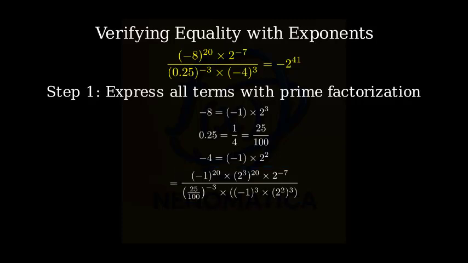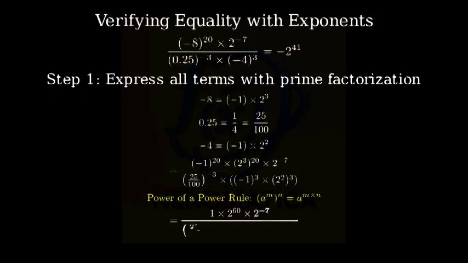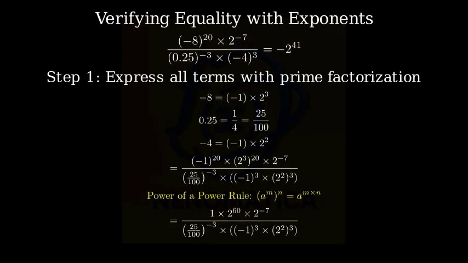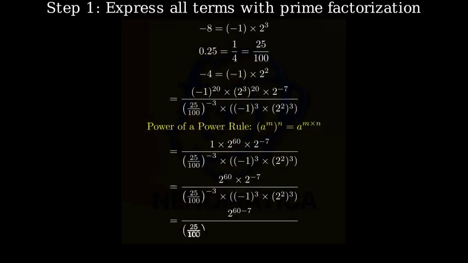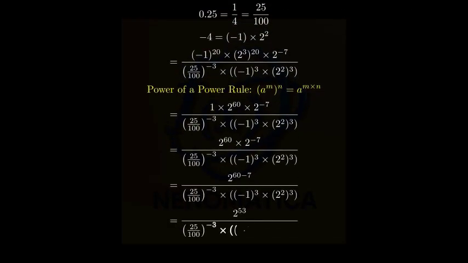Now, let's apply the power of a power rule, which states that a to the power of m, all raised to the power of n, equals a to the power of m times n. Using this rule, 2 cubed to the power of 20 becomes 2 to the power of 60. Also, negative 1 to the power of 20 equals positive 1, since negative 1 raised to an even power is always positive 1. Let's simplify the numerator by combining the powers of 2. 2 to the 60 times 2 to the negative 7 equals 2 to the power of 60 minus 7, which is 2 to the power of 53.